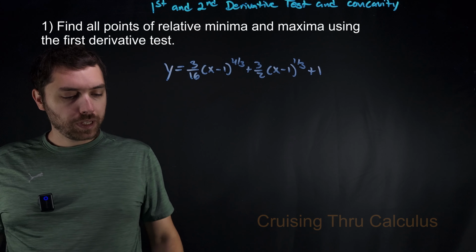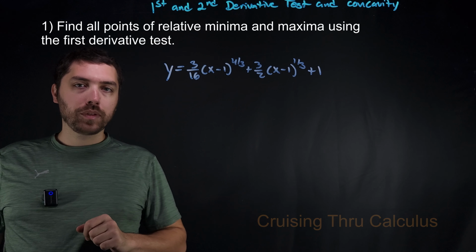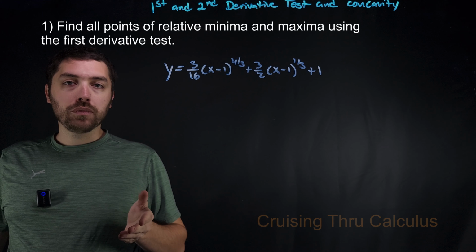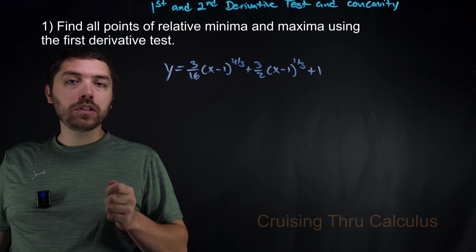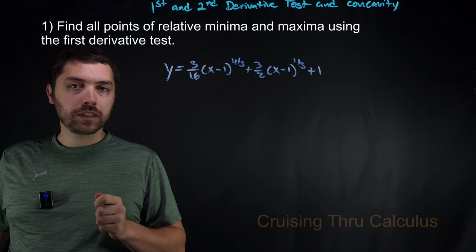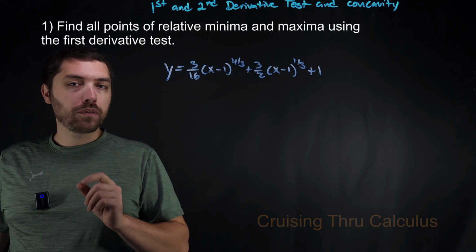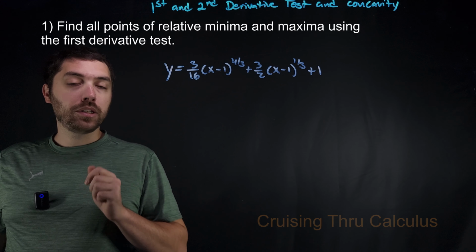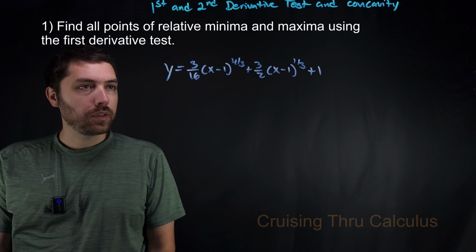Our first problem says, find all points of relative minima and maxima using the first derivative test. In order to use the first derivative test, we are going to find the derivative, and then we're going to figure out where it's equal to 0 and where it does not exist. A lot of students actually forget that second part and will only do the first part, but you have to do that in order to get the correct answers. So let's begin by finding the first derivative here.